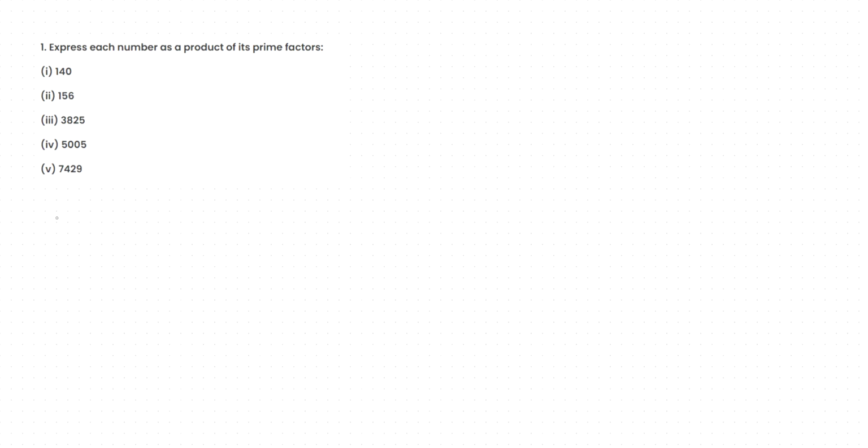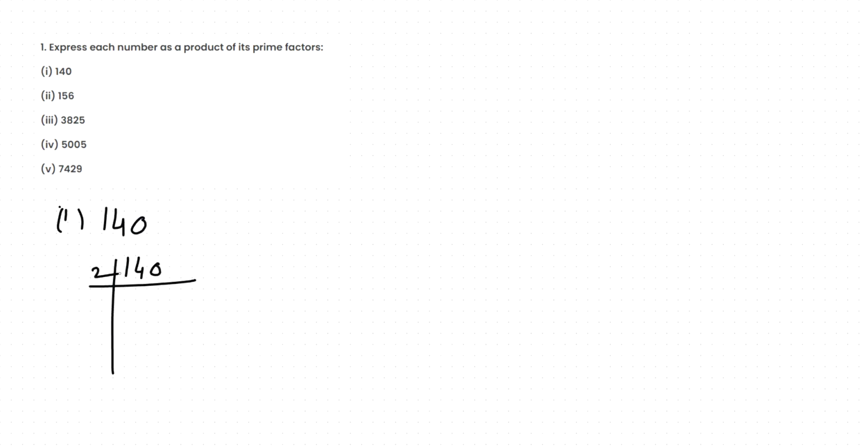Hello guys, in this question we have to express each of these numbers as the product of their prime factors. So we'll start with question 1, that is we need to find the prime factorization of 140. So 140 का prime factorization करने के लिए we need to first divide it by its prime factor.